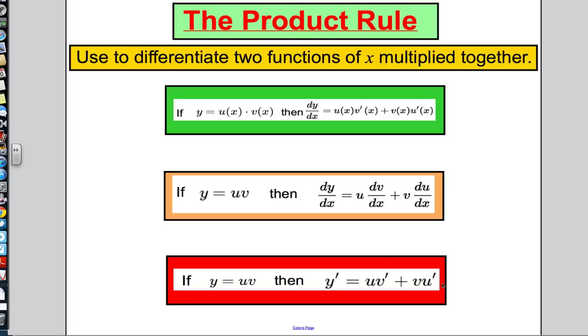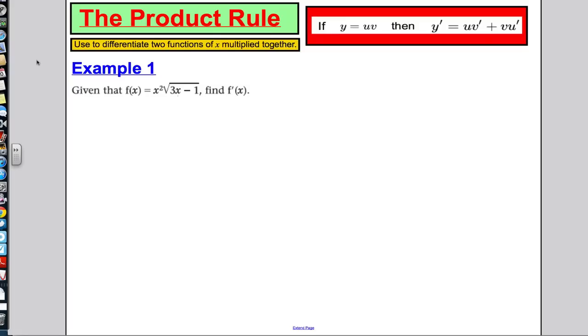Now that's probably a lot of jargon to take in at the start, very straightforward to understand via an example. So we'll straight away do one example. The product rule: you use it to differentiate two functions of x multiplied together, and I've written my shorthand version in the top right hand corner. We are given that f of x is x squared multiplied by the square root of 3x subtract 1. We are asked to find f dashed x, i.e. the derivative or the gradient function.